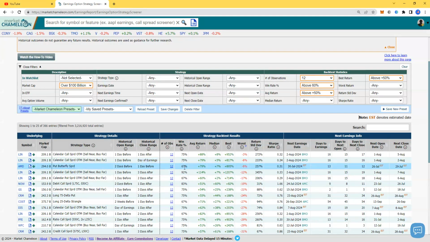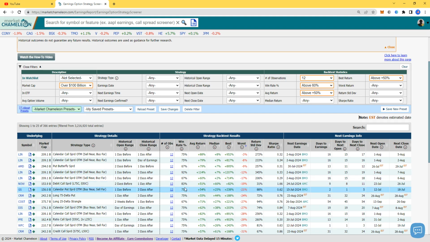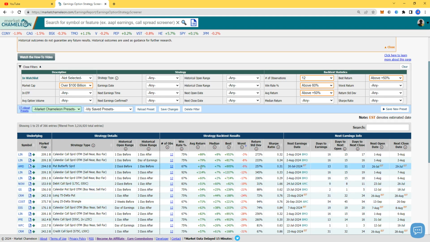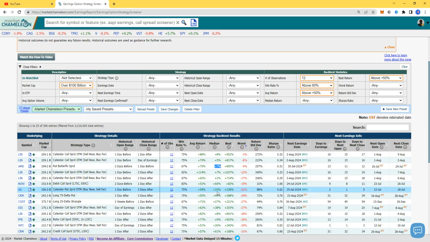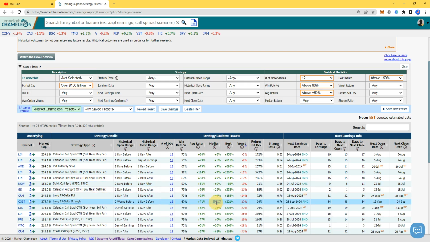Let's see the win rate in all of those. AMD is 67. I'm just looking at the guys that I know. 75%. Costco, Disney 75%. Average return: the AMD is 79. Okay, median 7%, something good. Costco 27%. Okay, and the best is 200%, and 94% return on standard deviation.